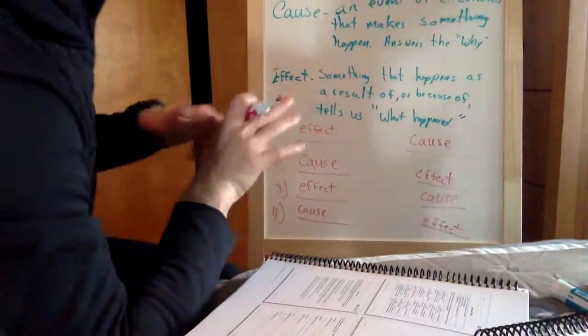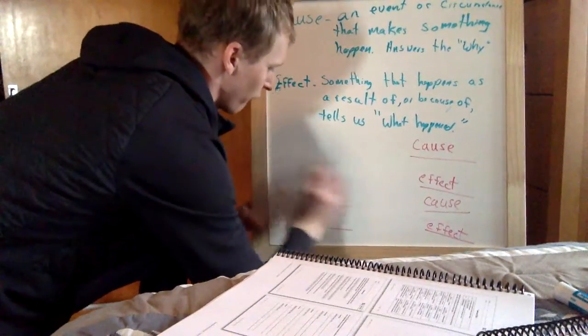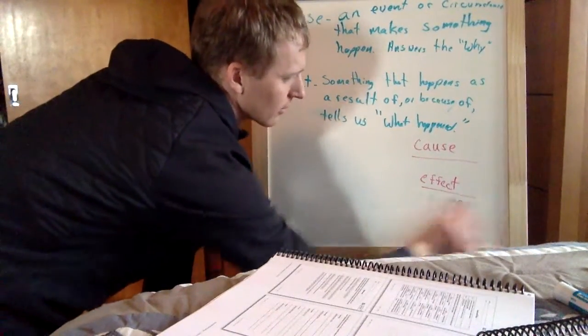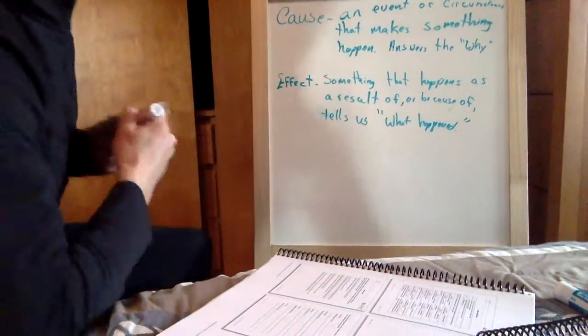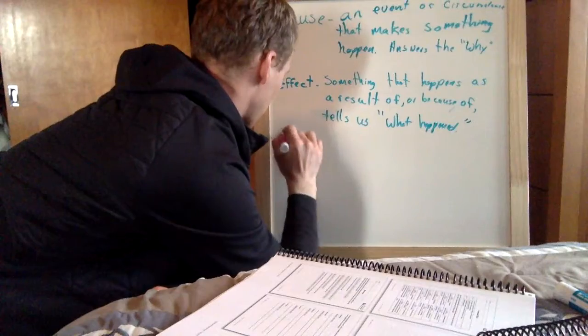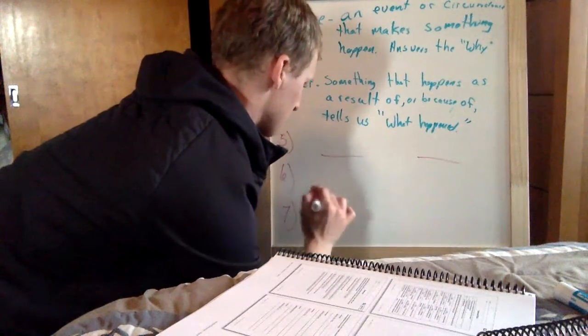Okay? Need to pause it? You can to finish writing them up. I'm going to erase these ones and we'll write down 5, 6, and 7. Sorry, we already did 4. So 5, 6, 7.